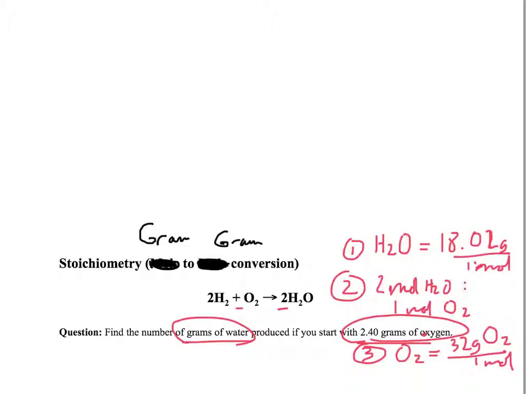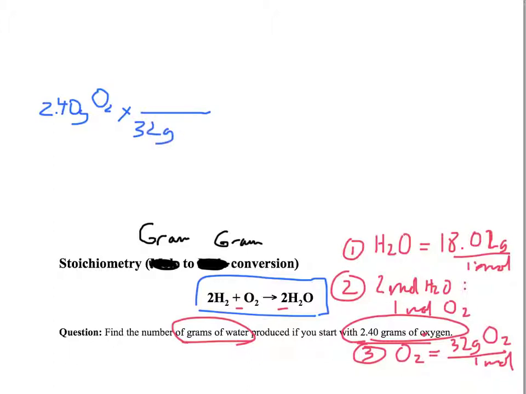Let's start by writing out our formula. So we have 2.40 grams of O2. Now, we need to go from grams to moles, because moles are the central unit, and this balanced equation gives us ratios in moles. So we use the gram formula mass of oxygen first to convert to moles. And we know that there are 32 grams per 1 mole of oxygen. We know that from the gram formula mass. We can cancel out units of grams, and now we're in moles of oxygen.